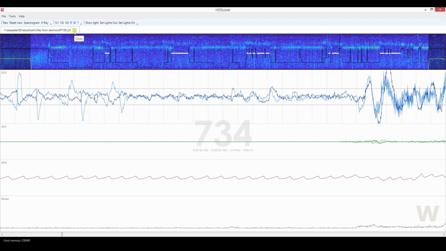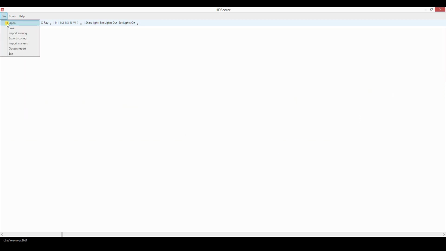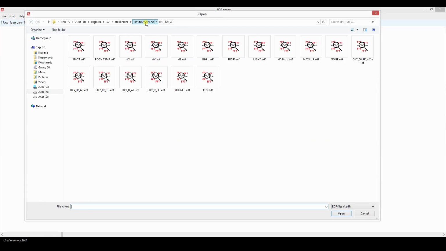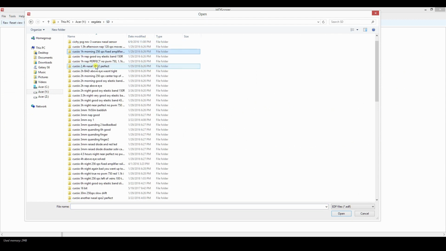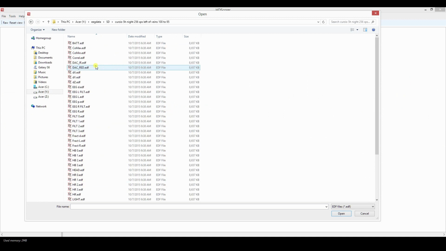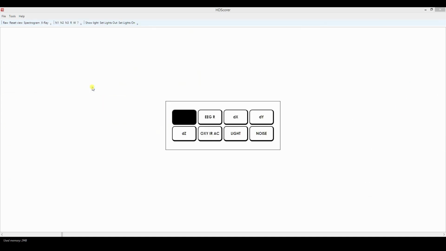Okay, so this is one person that has this slightly different phenotype. Let's open my recording, because I have yet another phenotype.